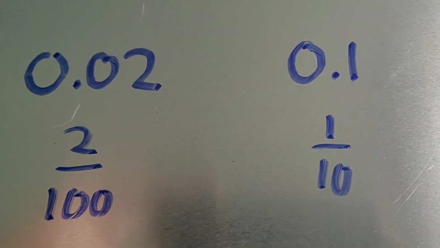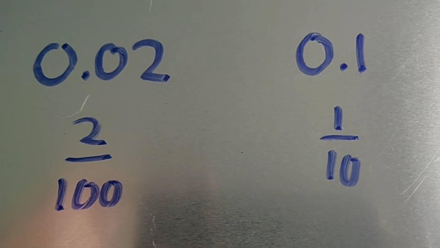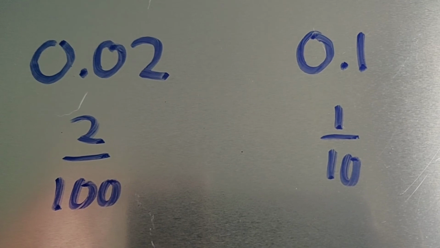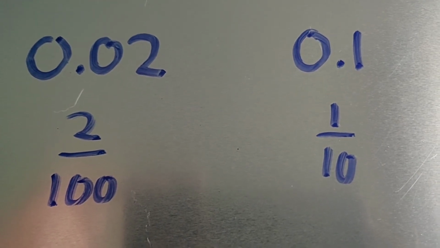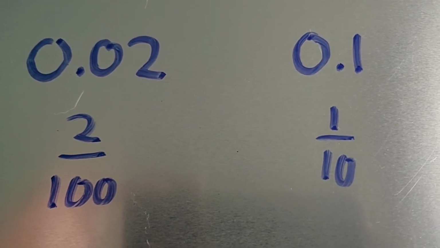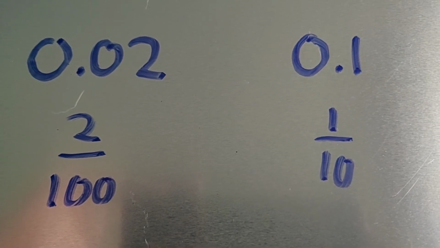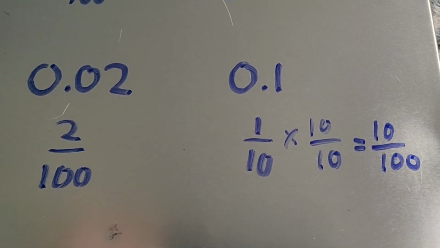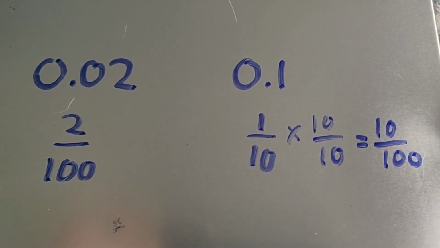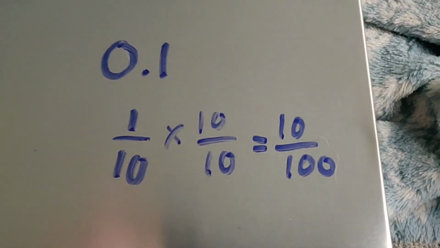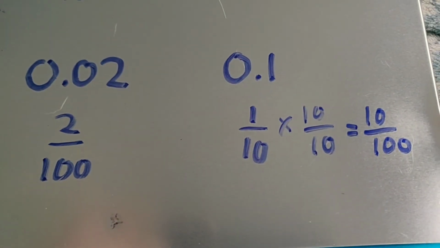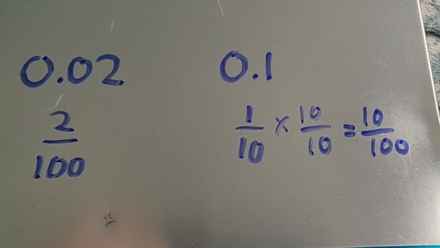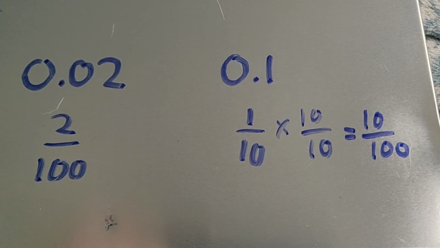Now hopefully when comparing 0.02 and 0.1, you recognize that 0.02 is 2 hundredths, and that 0.1 is 1 tenth, and you also recognize that you need to express 1 tenth as a fraction with a denominator of 100. So 1 tenth expressed as a fraction over 100 is 10 hundredths on the right side there. And now we can compare 2 hundredths and 10 hundredths, and 2 hundredths is less than or greater than 10 hundredths?